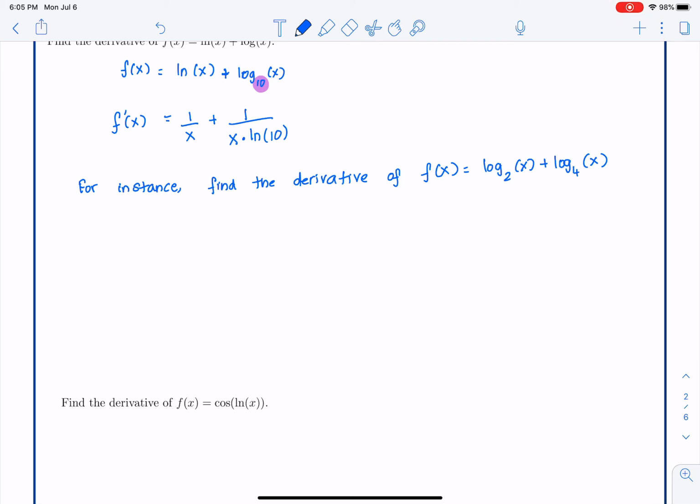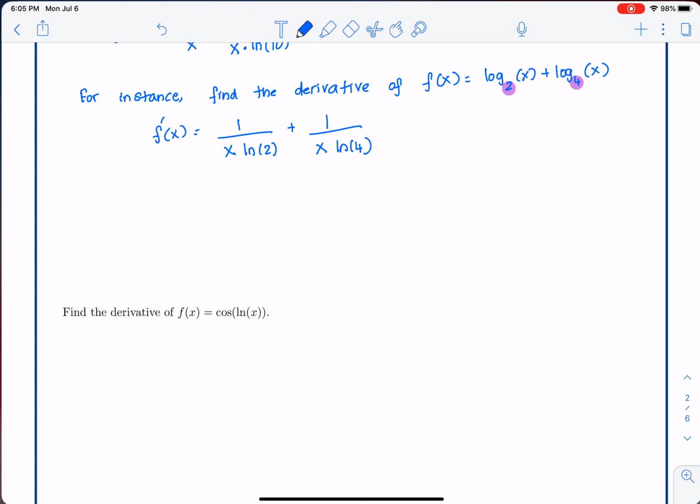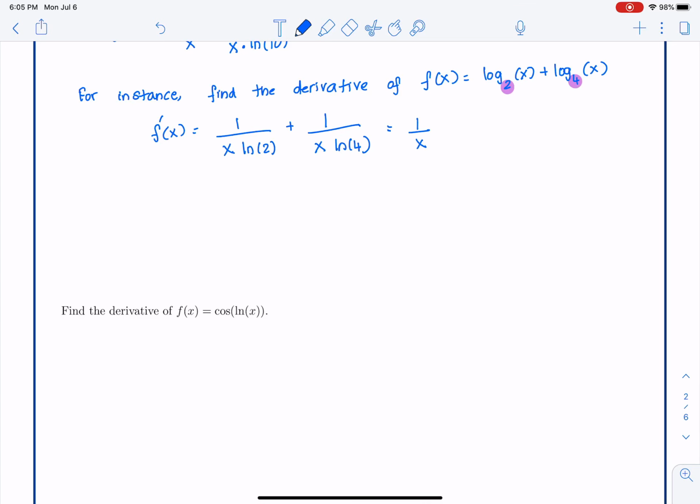We want to find the derivative of log base 2 of x plus log base 4 of x. We know the derivative of a logarithm is simply 1 over x, but the base here is 2, so I'm going to multiply by ln of 2. Same, the base here is 4, so I'm going to multiply by ln of 4. And what do we have in common? We have 1 over x in common. And if I pull that out, I have 1 over ln of 2 plus 1 over ln of 4.